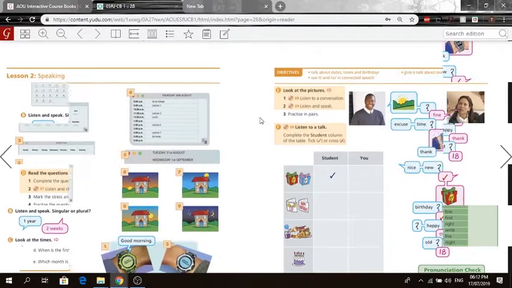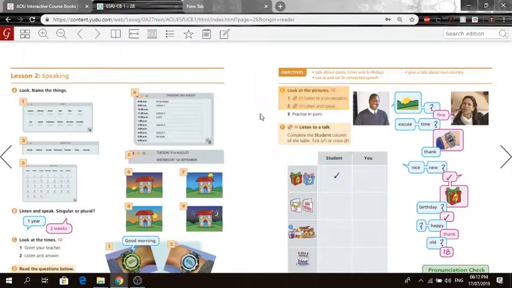Okay? Okay, so now moving on to exercise E. Here we have look at the pictures. And 1 is listen to a conversation. And 2 is listen and speak. Okay? So I'll read for you guys a conversation right now. And it'll just be between a tutor and a student. And then we'll move on. Okay? So listen carefully and always try and listen for that pronunciation, okay?